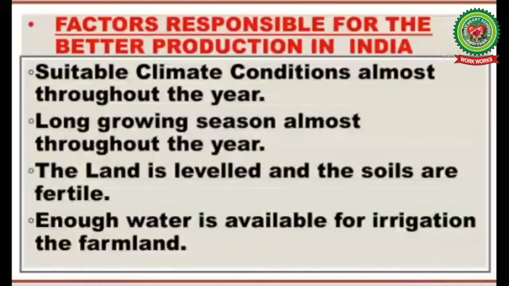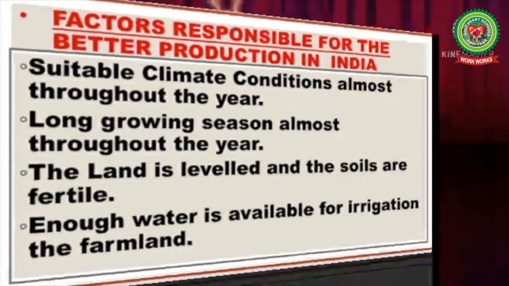In India, the farmer can grow any crop, and this is due to the following reasons. Number 1 is suitable climatic conditions almost throughout the year. Number 2 is long growing season, that is also almost throughout the year. Next one, the land is leveled and the soils are fertile. Next is enough water is available for irrigating the farmland.